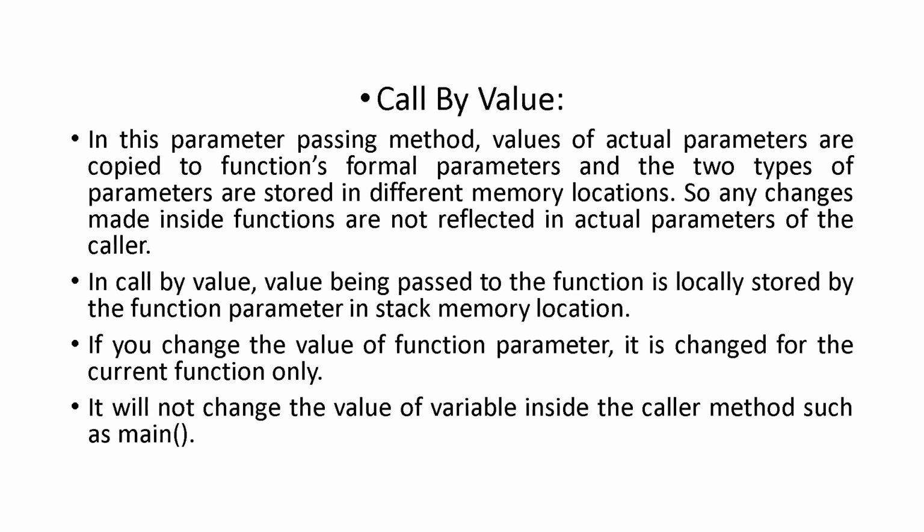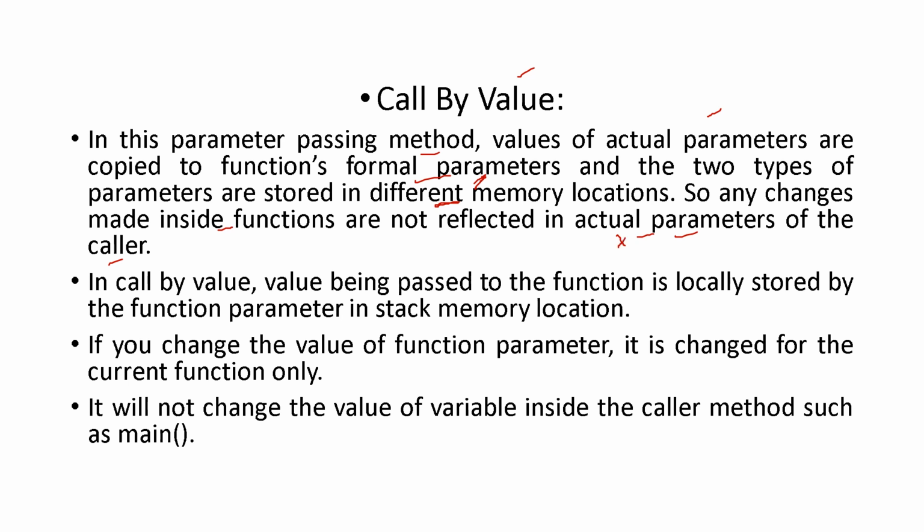Let's see in detail what is called by value. In this parameter passing method, values of actual parameters are copied to the function's formal parameters, and the two types of parameters are stored in different memory locations. So any changes made inside the function are not reflected in the actual parameters of the caller. That is, the actual parameter will be there in the main section, and that parameter and the formal parameter are stored in different memory locations. So if one is changed, the other need not be changed.